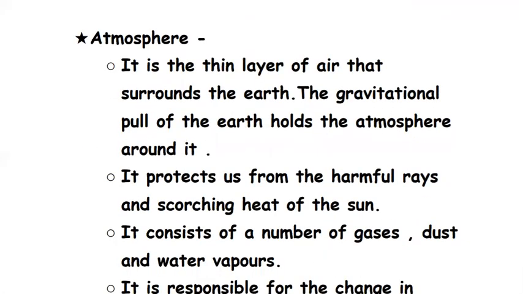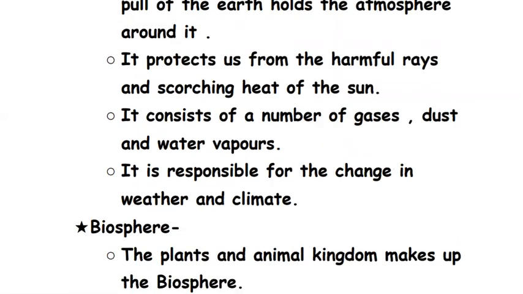Now let's learn about atmosphere. It is the thin layer of air that surrounds the earth. The gravitational pull of the earth holds the atmosphere around it. Now, atmosphere is a thin layer or a blanket of air that surrounds the earth. Now, how is the atmosphere staying around the earth? Because the gravitational pull or the gravity of earth is holding the atmosphere so that it doesn't float away.